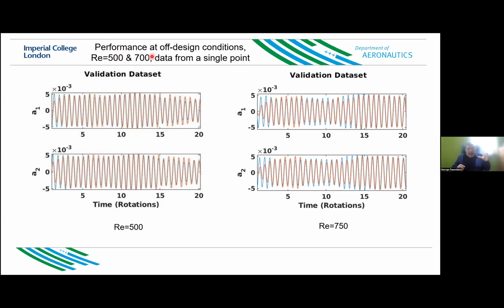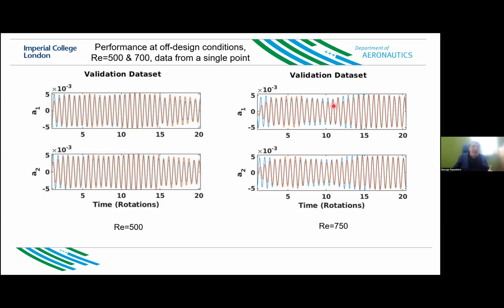I have kept the matrices that I have obtained from 600. So for 500 and 700, the only information that I give to my model is the actual measurements at these two Reynolds numbers, nothing else. All the training has been done at the standard, at the design range. And then you can see the matching. Even for 500 and 750, the matching is pretty good.